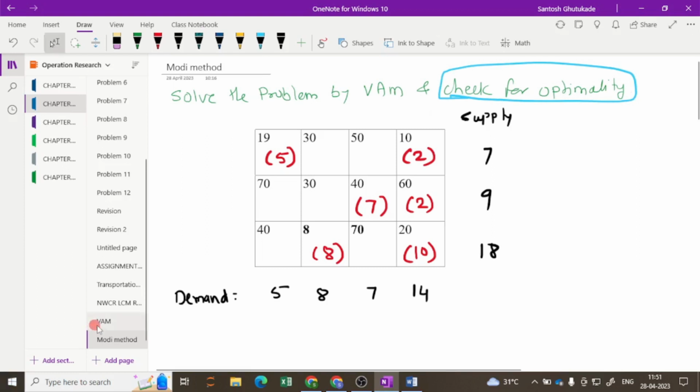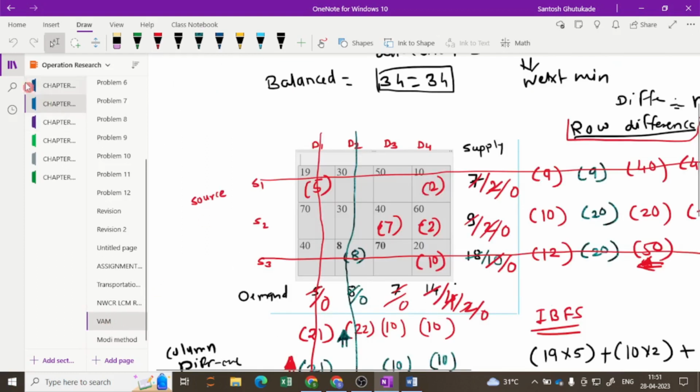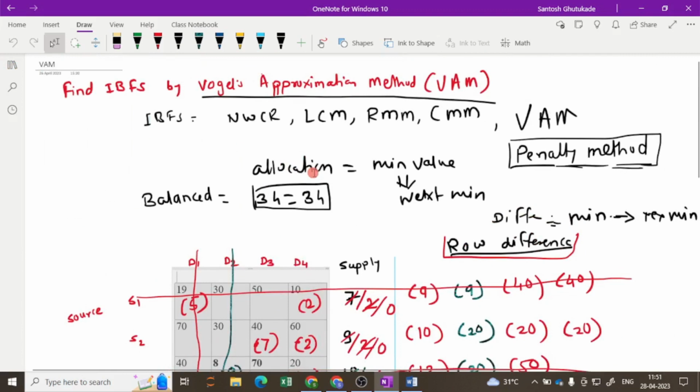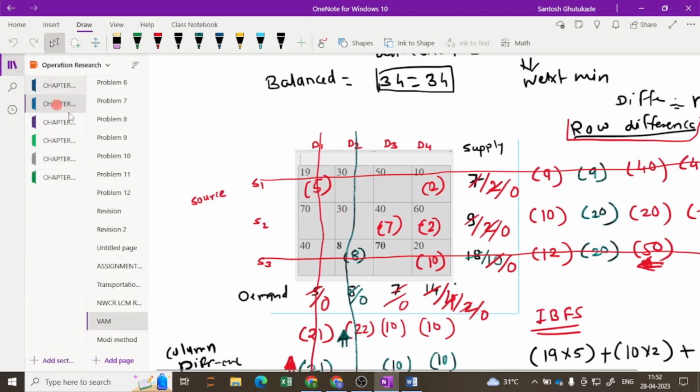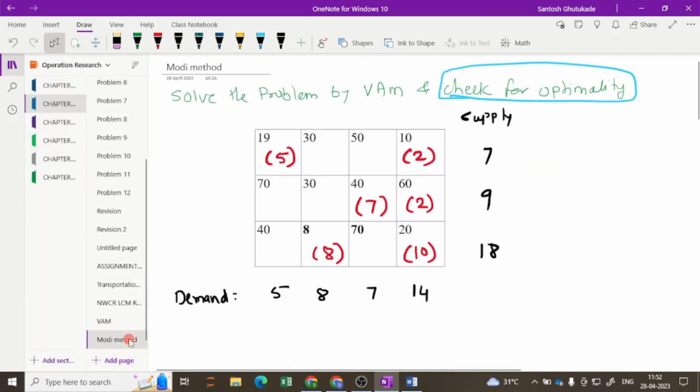Now I will show you the problem that we solved in the last lecture. So this is the problem we have solved: find the initial basic feasible solution by the VAM method. I will provide the link to the last lecture in the description. You can check it from there. Here we got the allocations. Now we will solve the same problem by the modified distribution method.